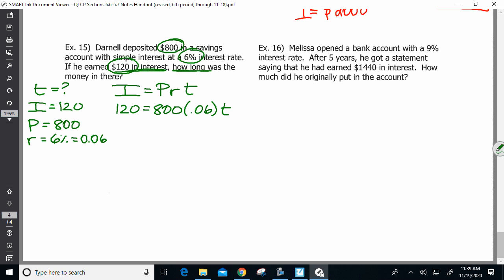So again, first step, read the problem. Second step, identify what you have, what goes where, and now we can solve the problem. So let's solve the problem. 800 times 0.06 is 48. So 120 equals 48 T.